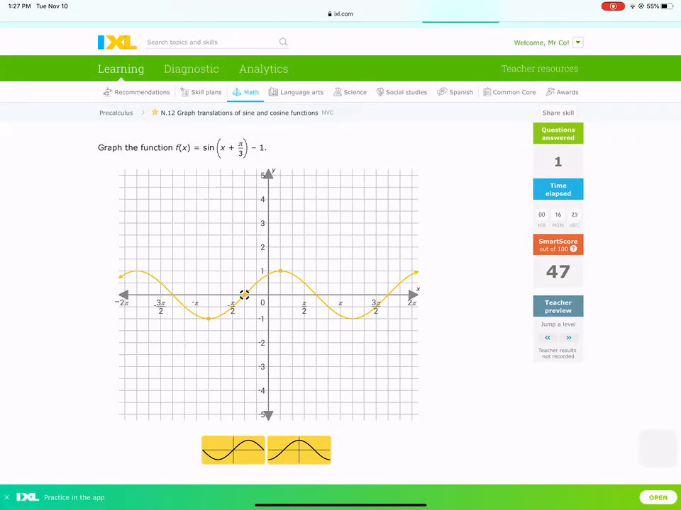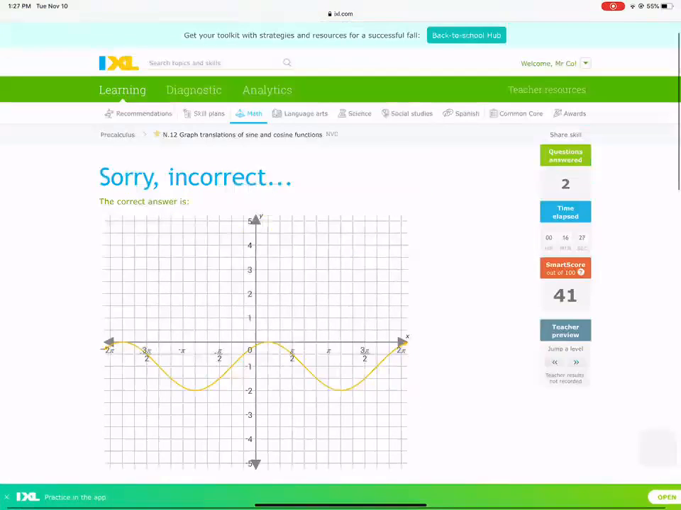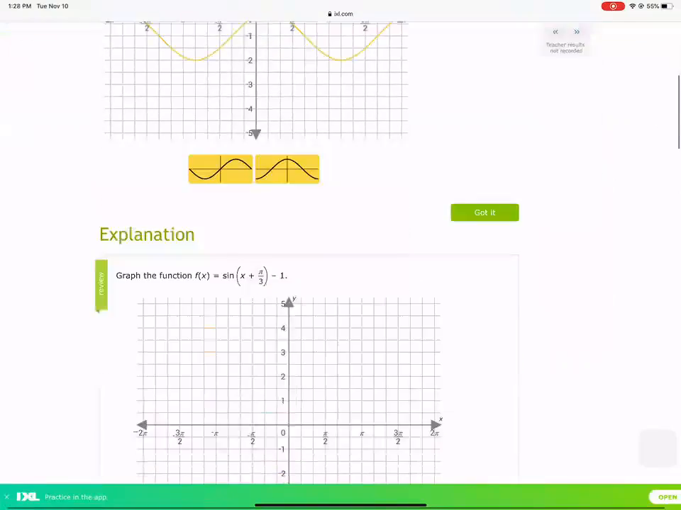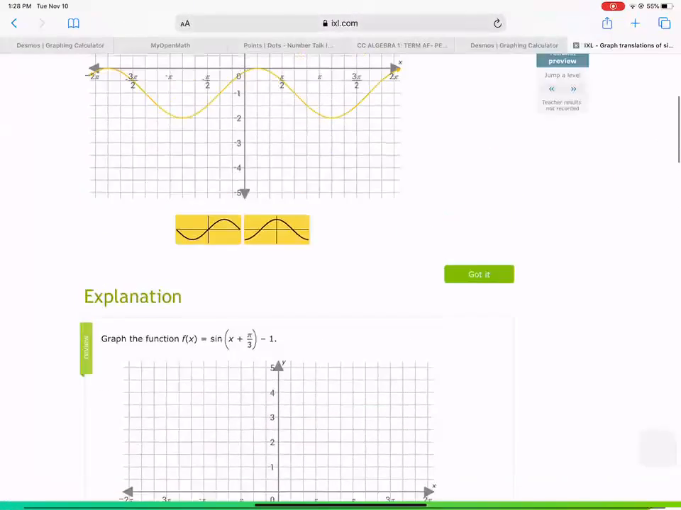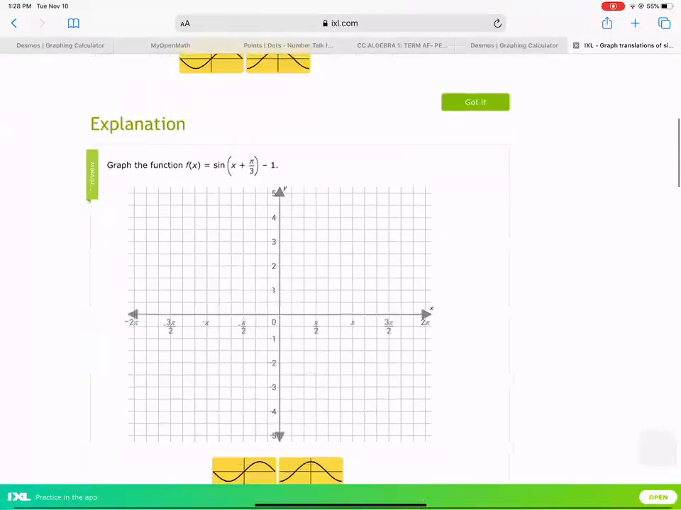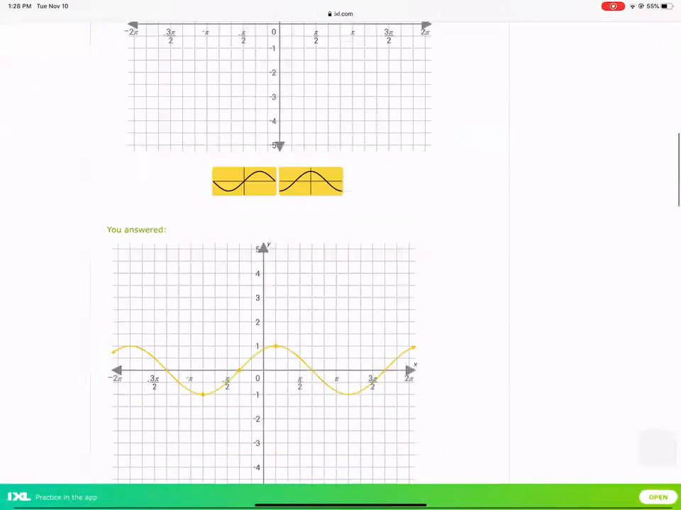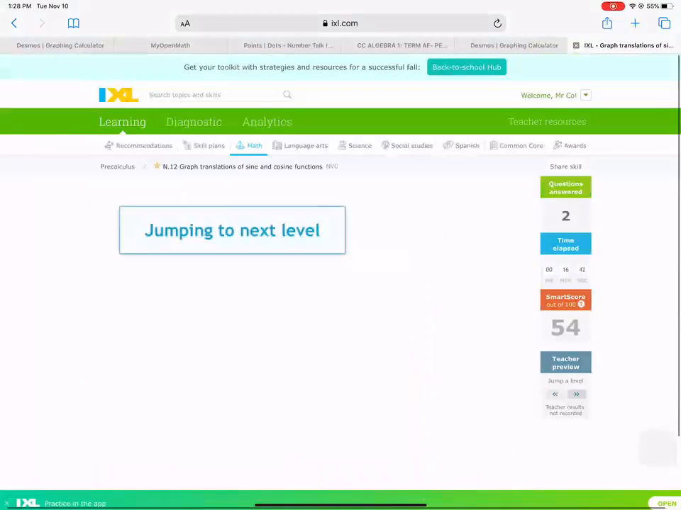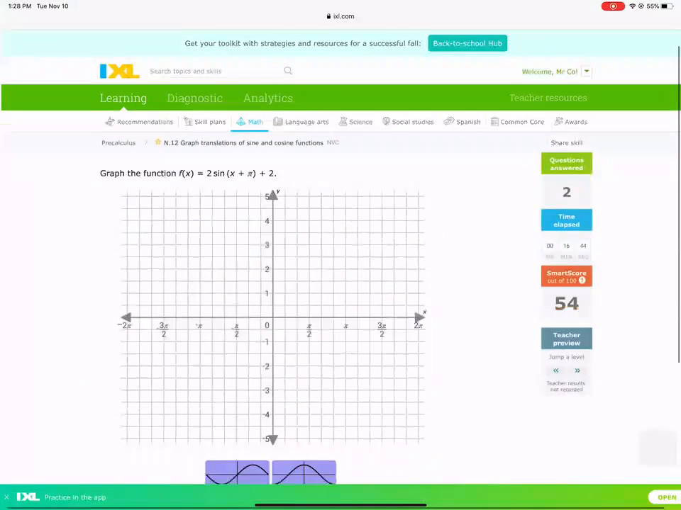Okay, let's see if this works. I think it might give me an error. It was off because I didn't do the -1. Oh my goodness, I didn't graph the -1. Right? So now you understand our frustration. I know. It's okay. Let's go ahead and keep on moving.